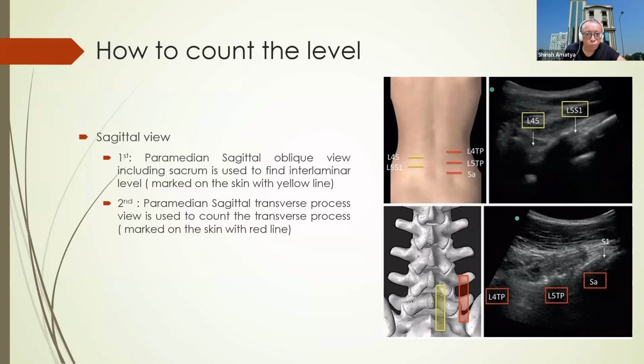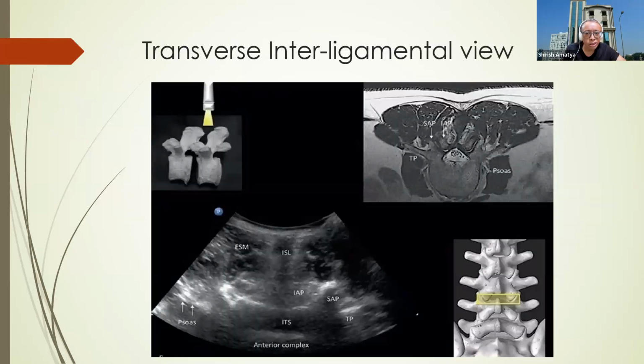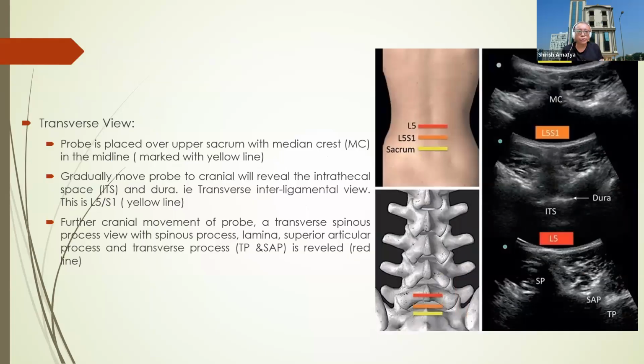So another way to count the lumbar vertebral level is by using the transverse view. Here we have to put the probe transversely over the upper part of the sacrum, and you can nicely see the medial sacral crest at the level of the posterior superior iliac spine, like sir has nicely demonstrated. So this is the medial sacral crest, which can be easily seen when we put the probe transversely over the upper part of the sacrum.